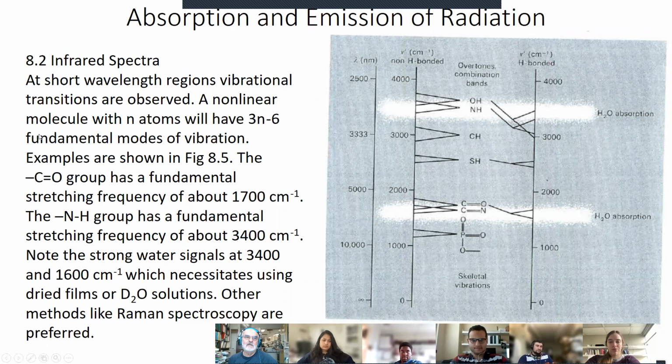So the next section is on infrared spectroscopy. At short wavelength regions, we're looking at vibrational transitions. So look back at that previous figure. So a nonlinear molecule will have n atoms. There will be 3n minus 6 fundamental modes of vibration.